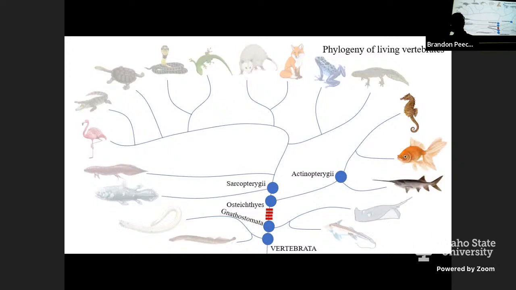There are a handful of anatomical characters that unite them, but they're so boring and I don't even want you to care. Look them up if you want to. But trust me, there's a couple.